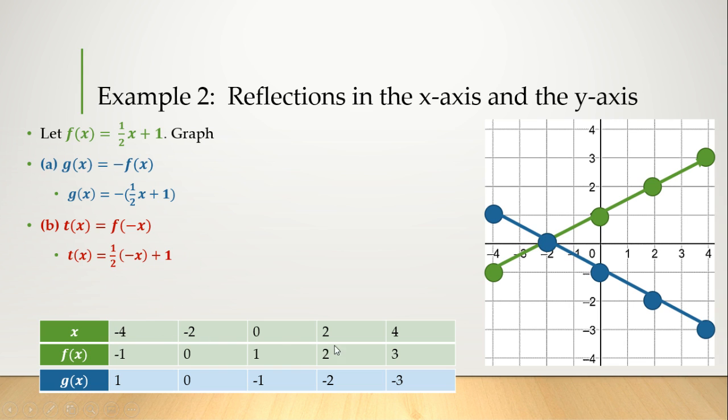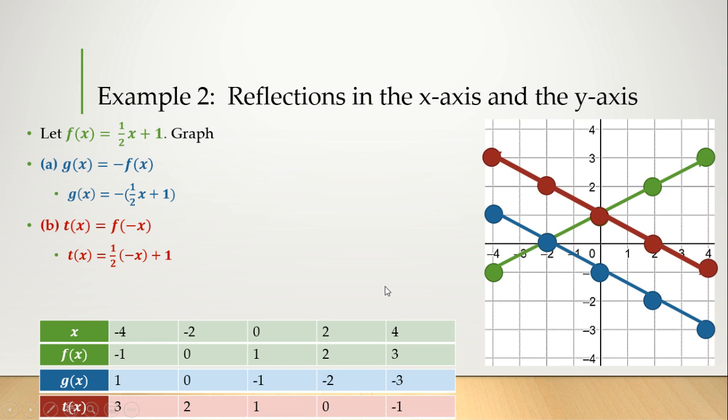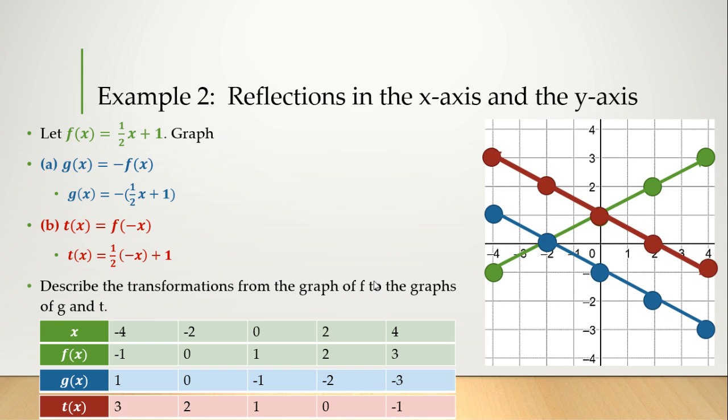We take all of our x values, plug them into this formula, and that'll give us all the outputs for this function. So we get 3, 2, 1, 0, negative 1. And we draw the line. So now we want to describe the transformations of the graph of f to the graphs of g of x and t of x.